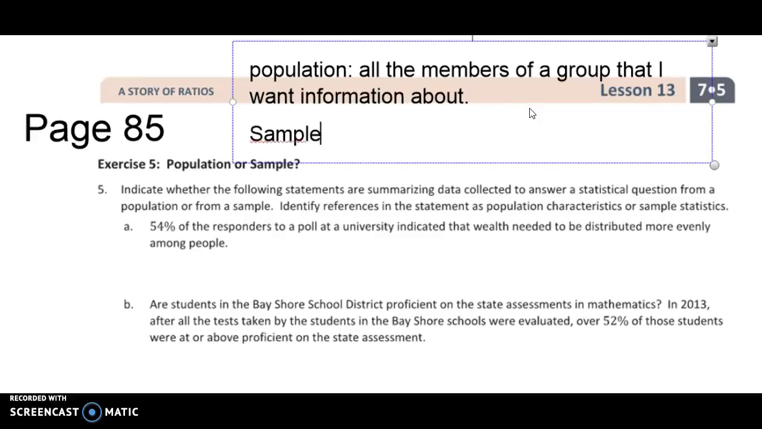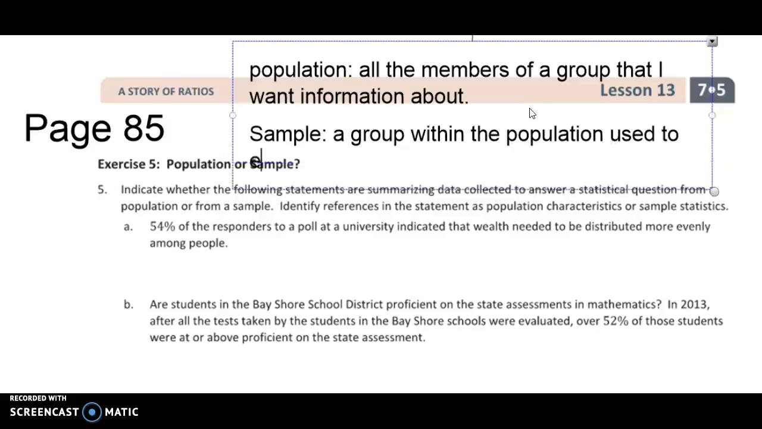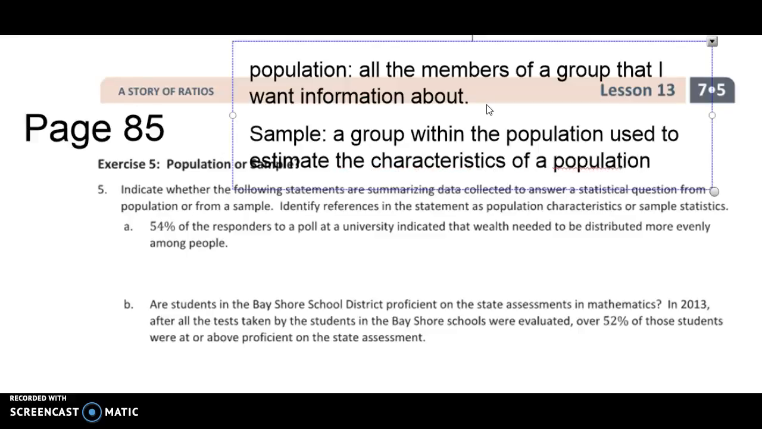Now, the second word then is sample. And what that means is, I might not want to ask every single seventh grader what their favorite color is, right? Maybe I don't have that much time. Maybe I don't know that I'd be able to get everyone. So in that case, I'm just going to talk about a sample. So it's a group within the population. And I use that then to get a general idea, to estimate the characteristics of a population.